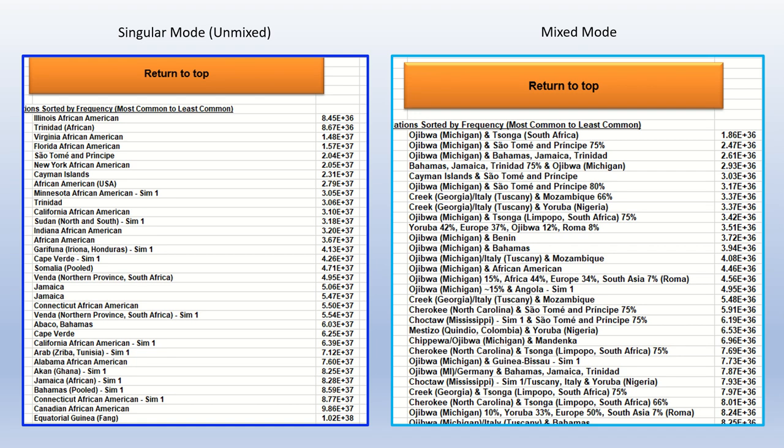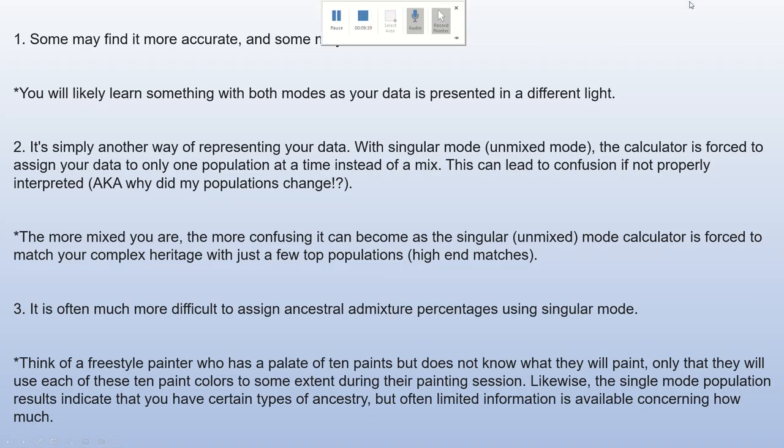So anyway, moving forward, you can see here on the left, these have to be unpacked. And folks, what I want to do is just jump into the core, the crux of the discussion. Some people may find mixed mode more accurate, and some may find it less. That's just the nature of the game. That's how it goes. Some people will love their mixed mode lists far more than their unmixed or singular mode, and that's cool. Both are there to be digested and to attempt to be understood. The asterisk here, you will likely learn something with both modes as your data is presented in a different light.